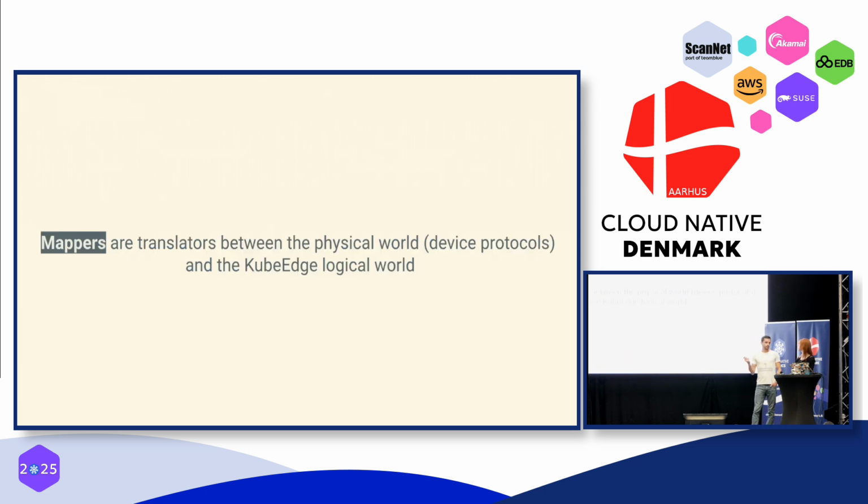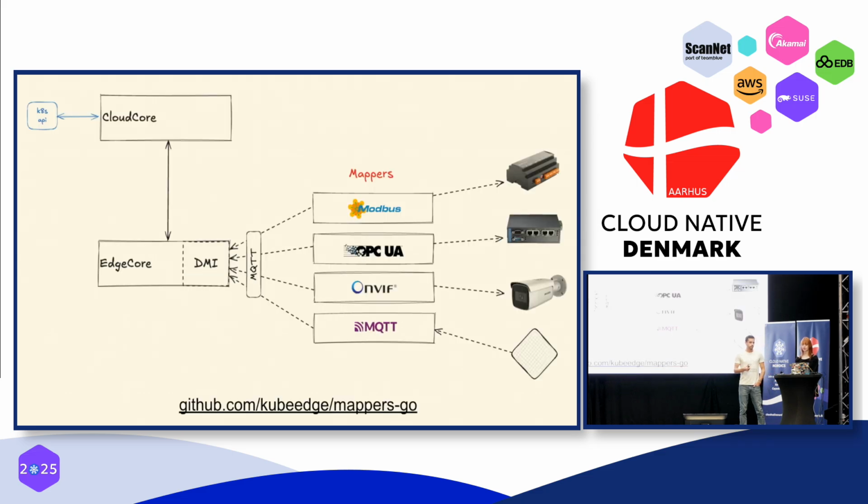And this is where mappers come into play. So a mapper is a translator between the physical world and the KubeEdge logical world. And in the industry, they are often referred to as adapters, like HiveMQ Edge, for instance, call them that. But in the case of KubeEdge, they are called mappers because they map a specific protocol to something that KubeEdge understands.